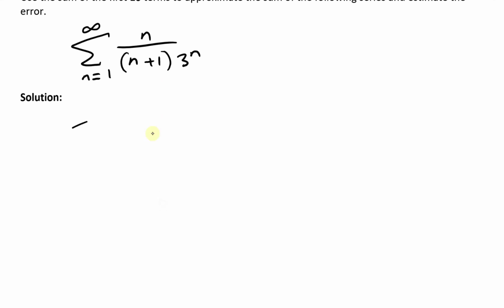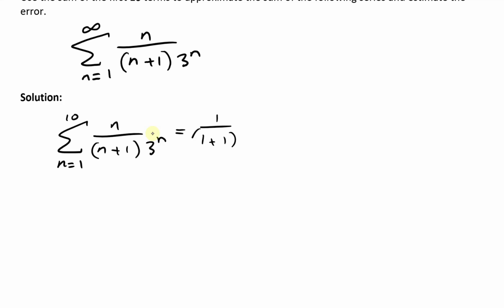So what we'll do is the summation from n equals 1 up to 10 of n over (n plus 1) times 3 to the power of n is equal to, so when we plug in 1, we're going to get 1 over (1 plus 1) times 3 to the 1, plus, that's going to be a 2 now, so 2 over (2 plus 1) times 3 to the 2, and then plus dot dot dot all the way to 10. So we're going to have 10 over (10 plus 1) times 3 to the 10.